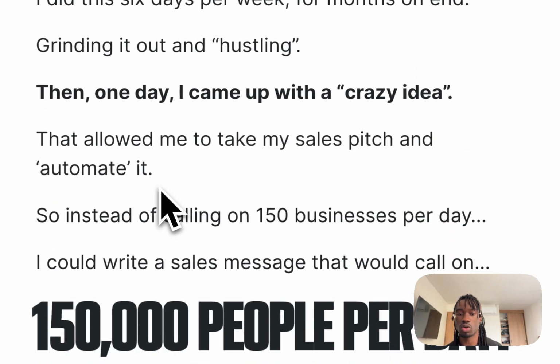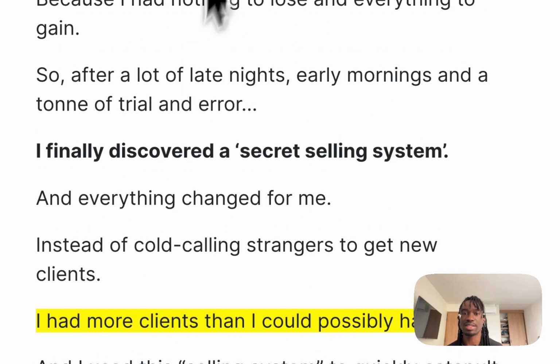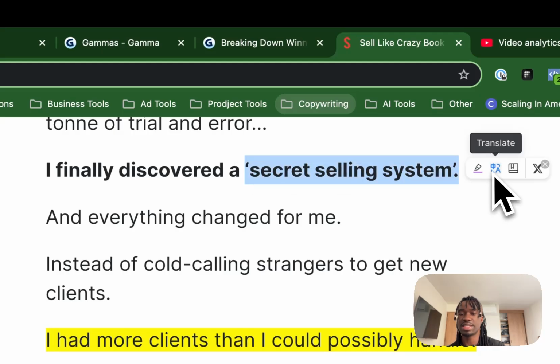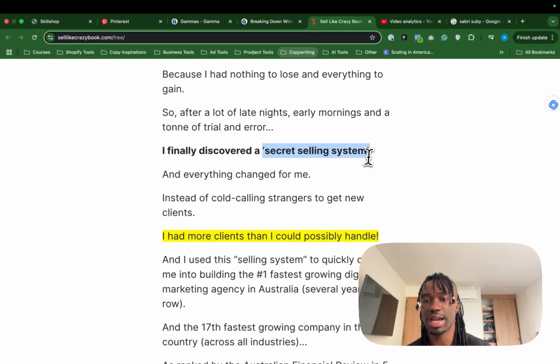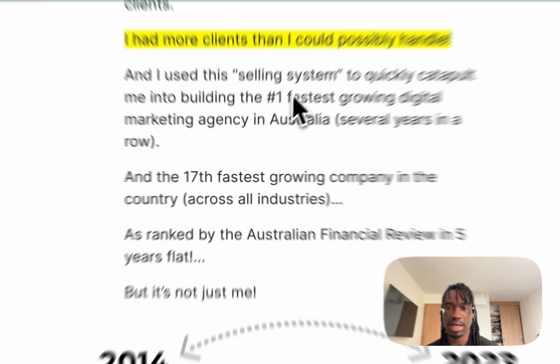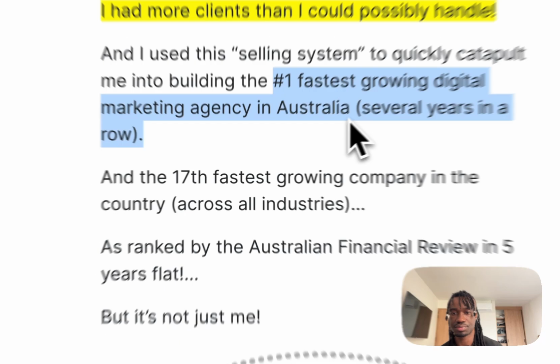making 150 cold calls per day, right? And then he finally discovered the secret selling system, right? Okay. And this is really amazing copy, because secret selling system, you want to know what this is, right? It's a curiosity gap. And you want to close that loop in your mind. So it keeps you reading on, right? Okay. Using selling systems to be building the number 1 fastest growing agency in Australia.